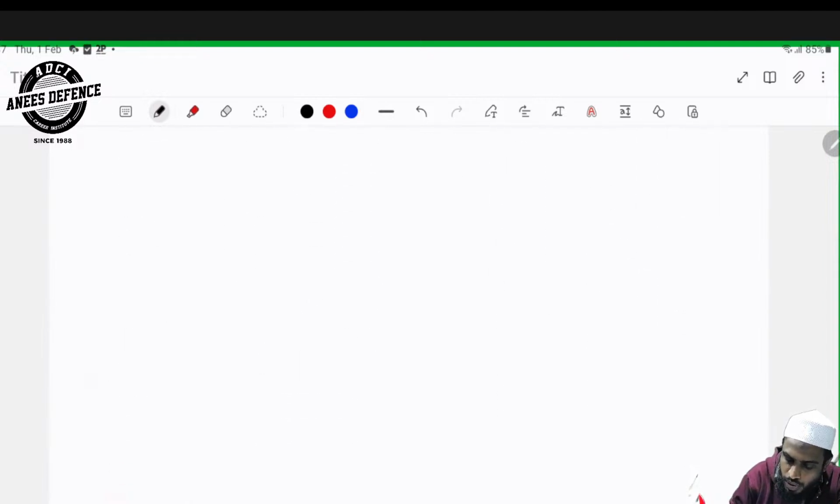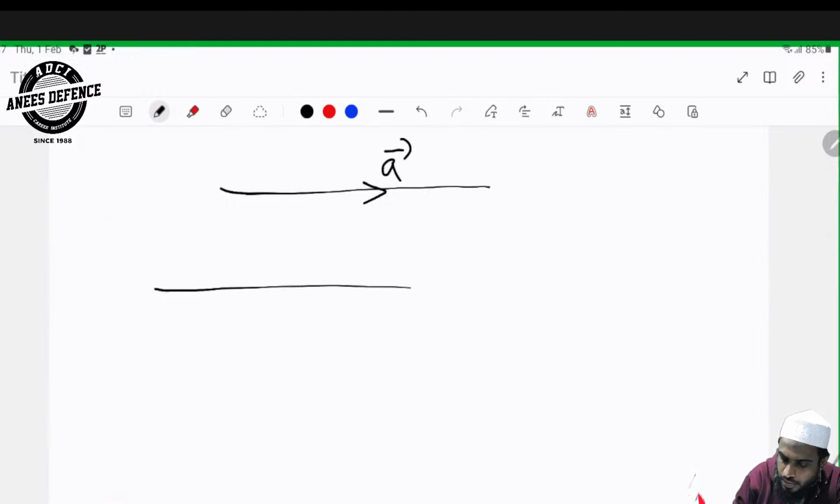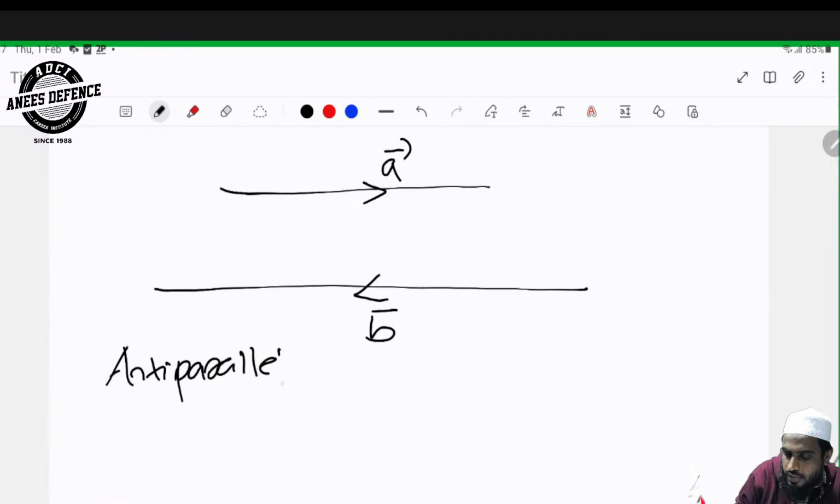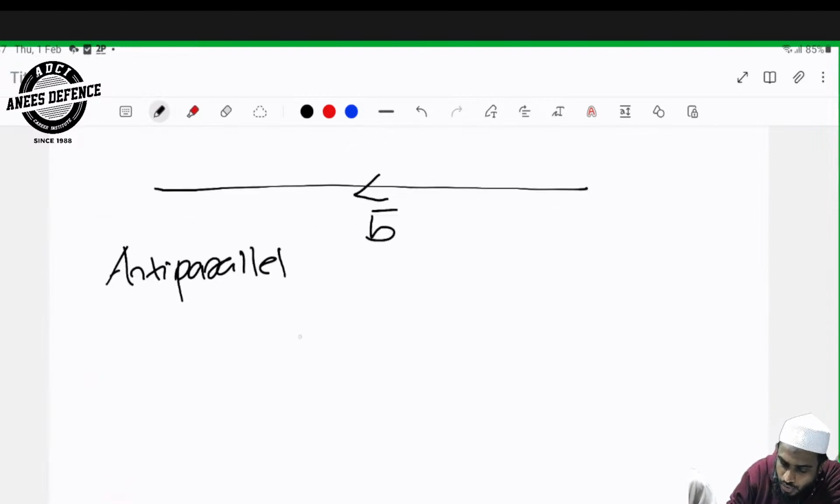Now, one vector is like this. This is a. Another vector parallel to the first one with the name b, but the direction is opposite. Therefore, the name anti-parallel vectors. You have two vectors which are opposite in direction. Another case. You have a vector a. Another vector b.